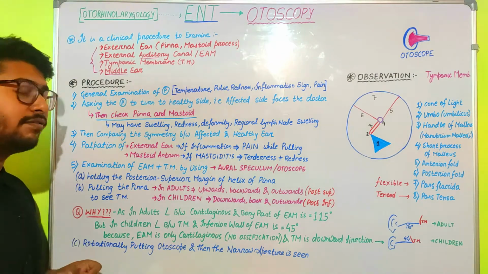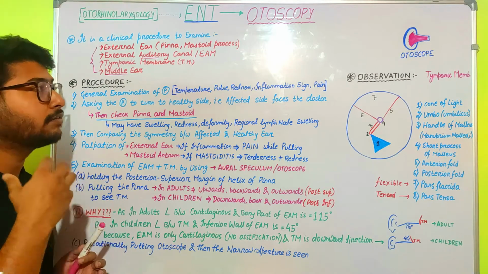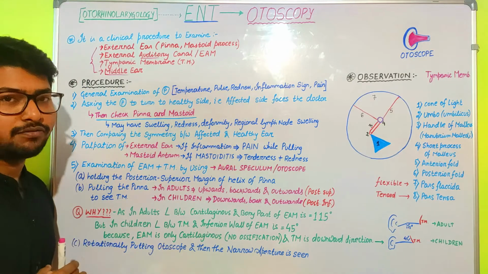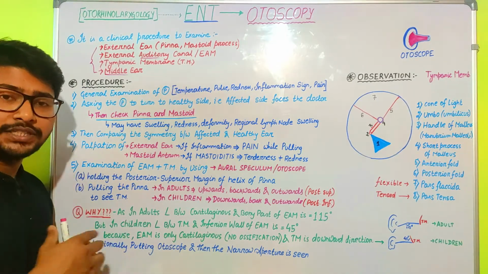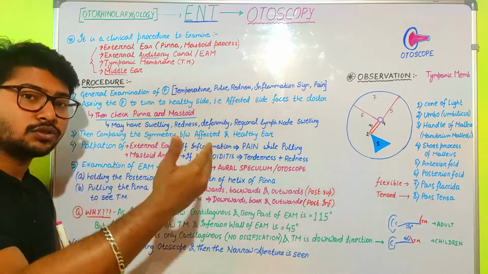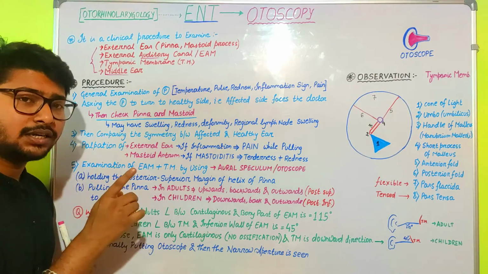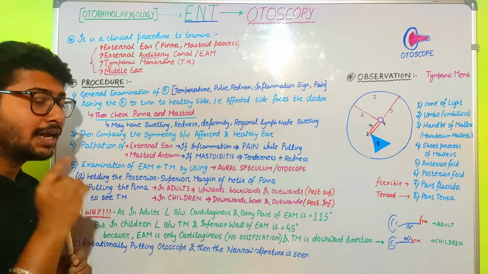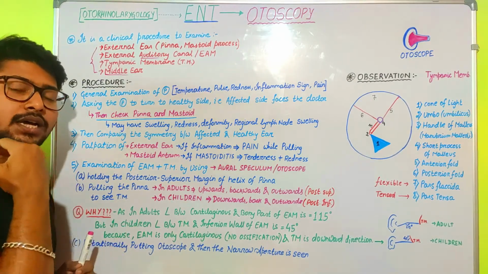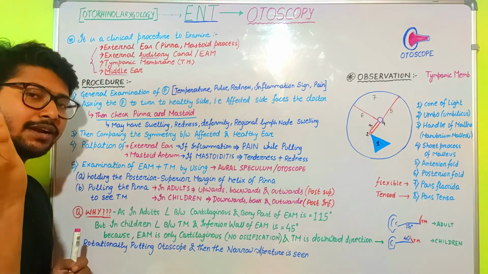Next, if the patient has some disturbance relating to the ENT organs, then the patient will be asked to sit on a chair. Then the patient will be asked to turn to the healthy side so that the affected side will face the doctor. Listen, if my right ear is affected, I will turn to the left side so that my right ear will be facing the doctor. Similarly, the patient needs to move the head to the healthy side so that the affected side will face the doctor.